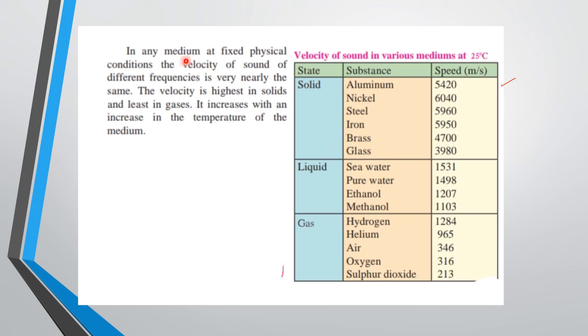solids. So in any medium at fixed physical conditions, the velocity of sound of different frequencies is very nearly the same. The velocity is highest in the solids and least in gases. It increases with an increase in the temperature of the medium. So whenever there is an increase in the temperature, the velocity of the sound wave would increase.